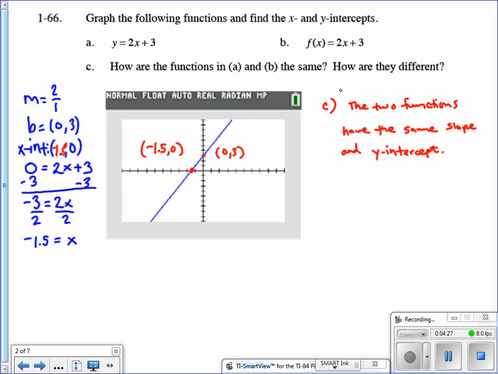How are they different? Well, the difference here is this one is written in the form with our x and y. This one here is written in more function notation, where we're looking at the input and output of the function. So they have different notations.